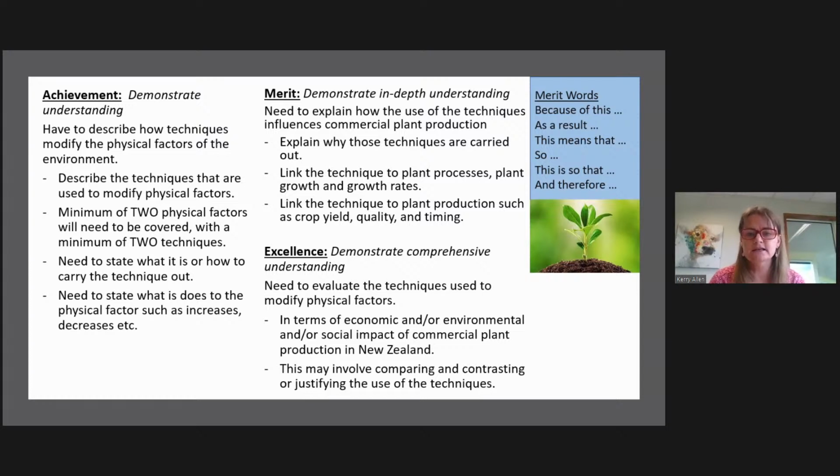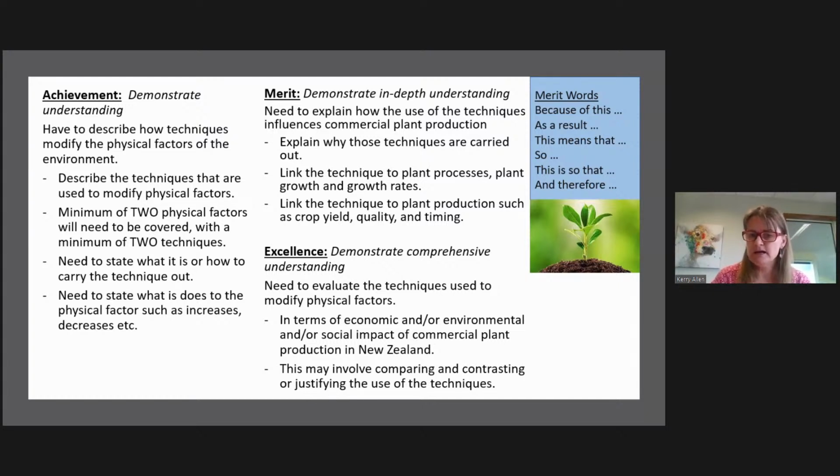You then need to link those to plant production, and this is looking at crop yield, quality, and timing. Because the standard is looking at commercial production, it is you understanding that you are growing a crop to sell to a market. So therefore, if a market is requiring 100 plants on the 1st of December, then you need to supply 100 plants on the 1st of December. So you need to be looking at that crop yield, you need to be looking at the quality of that crop, and you need to look at the timing. So a merit and higher needs to cover those 3 things. And we'll go into more depth later.